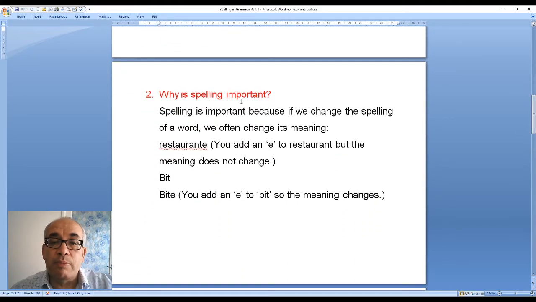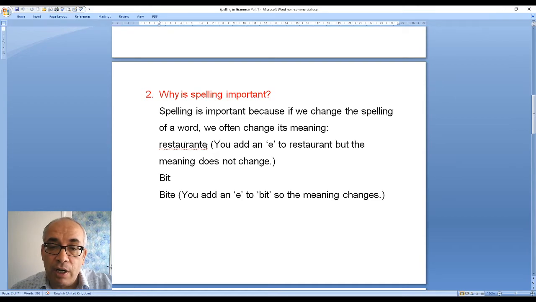Number 2, why is spelling important? Spelling is important because if we change the spelling of a word, we often change its meaning. Most of the time you change the spelling, it means you change meaning. That is why spelling is important.